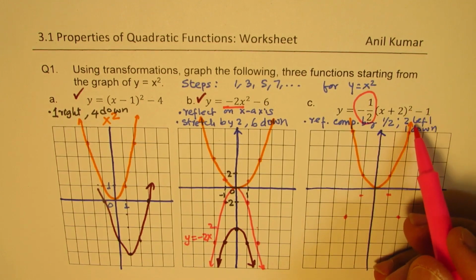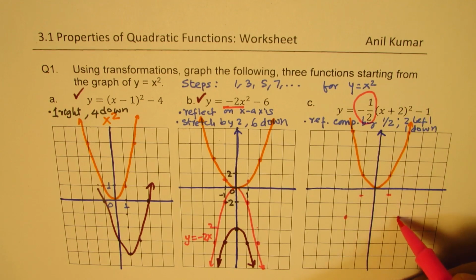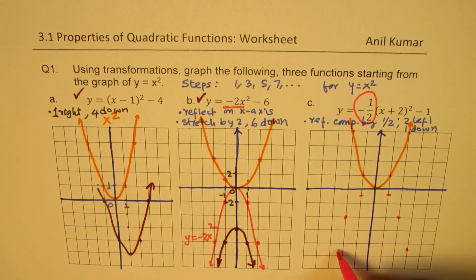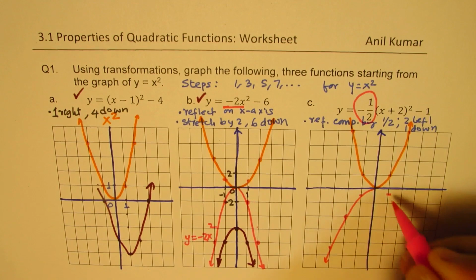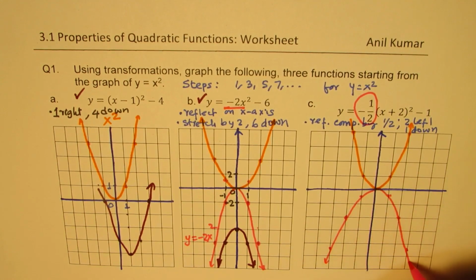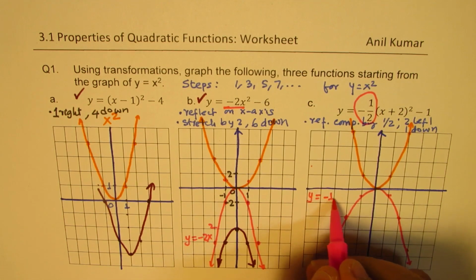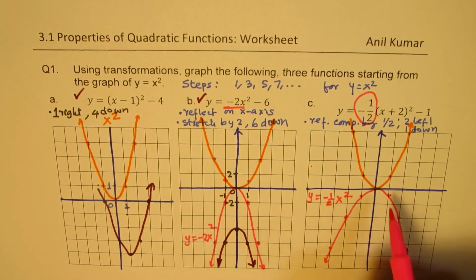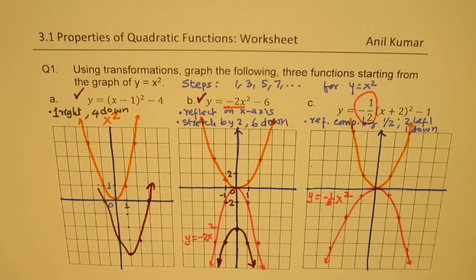And when it was 3, the square is 9. Half of 9 is 4.5, right? So 1, 2, 3, 4.5. That becomes the next point. So we have a graph which is kind of like this, right? This is the graph which I have drawn, y equals minus half x squared. So every point has been reflected and vertically compressed by a factor of half. So you just multiply by half, correct?